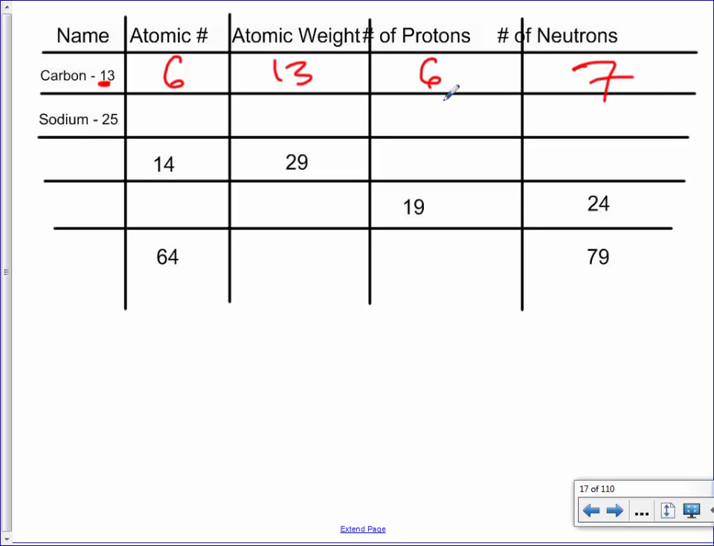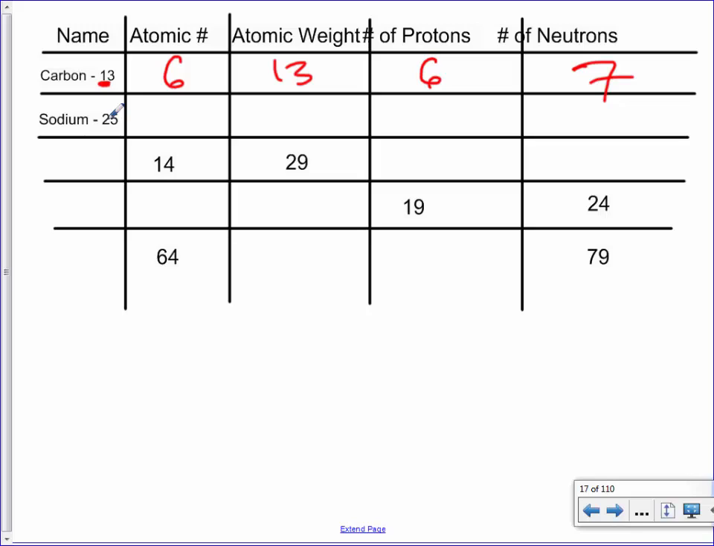6 plus 7 adds to 13, right? An individual carbon atom could have 13 total things in its nucleus. Another one could have 12, another one could have 11. That number of 12.01 then is like the average number that it's going to be. And we'll use that number later.